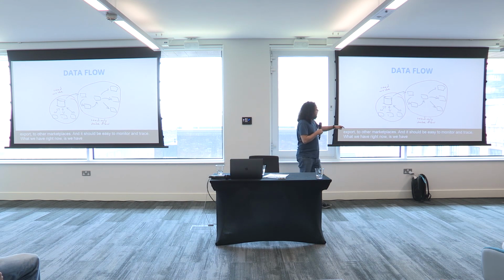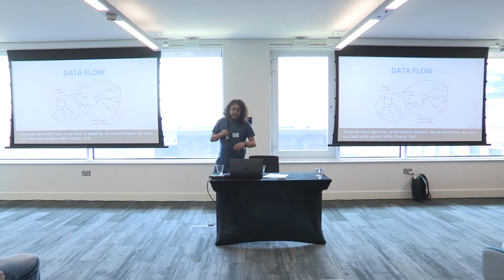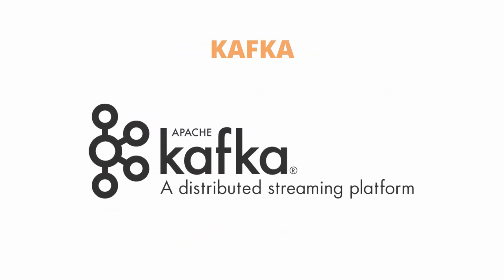Let me just point here. We have a read-write system with an Oracle, what we call the cache tag. It's a normal application that has different services that write and read the same Oracle schema. And then we have a pipeline that exports this data to a new architecture that we're building. It's a read-only data flow in a single direction. And we thought that the best fit for that was Kafka, of course.